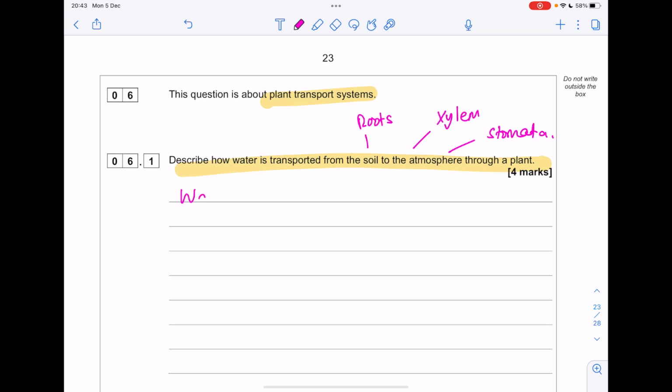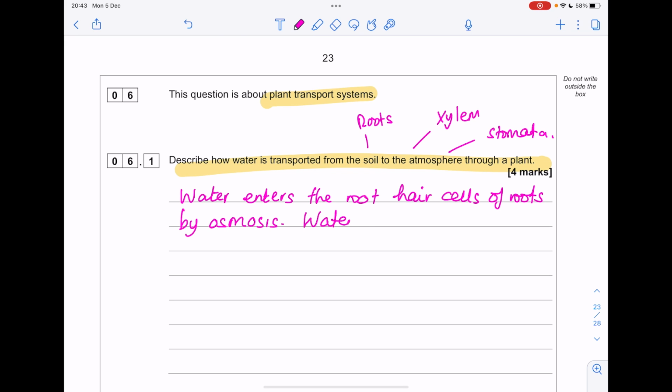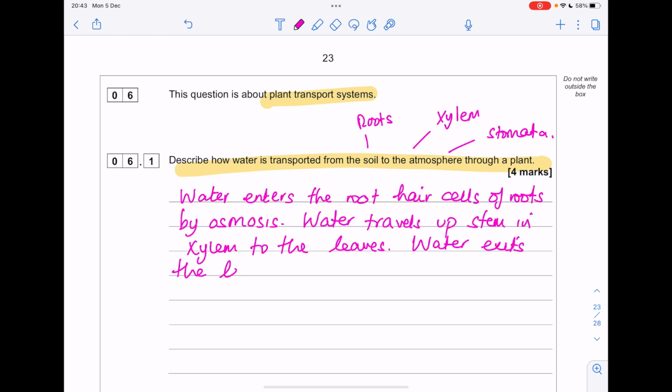So first of all, water enters the root hair cells. Let's be nice and specific here. By what movement? By osmosis, because remember that is the movement of water. Water travels up the stem in the xylem to the leaves, and then water leaves the leaf by a process called transpiration via the small pores in the leaf called stomata. That's a really full answer there.